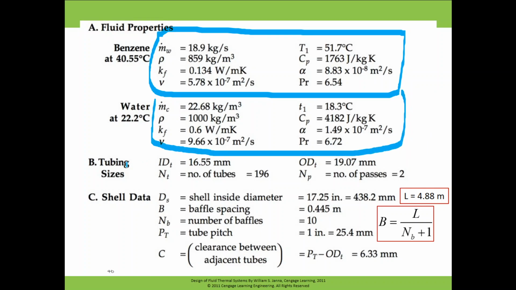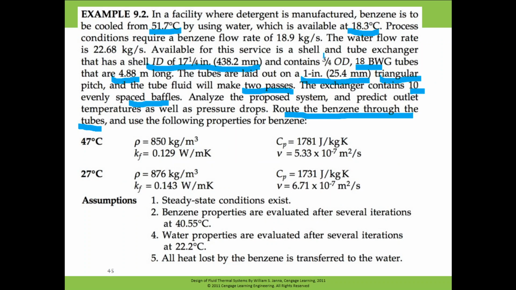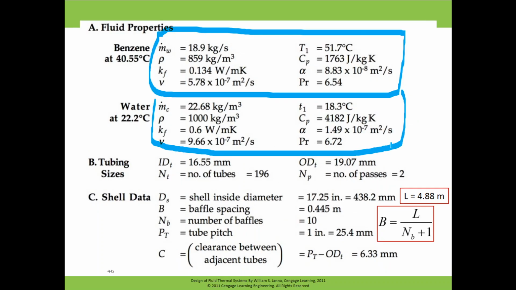In the second step, you have to write down the size of the heat exchanger. So first for the tube side, what is the tube inner diameter? The tube outer diameter is given as 3/4 inch and 18 BWG. So the tube outer diameter is 3/4 inches. If you convert it to millimeter, it comes out to be 19.07 millimeter, and BWG is 18.